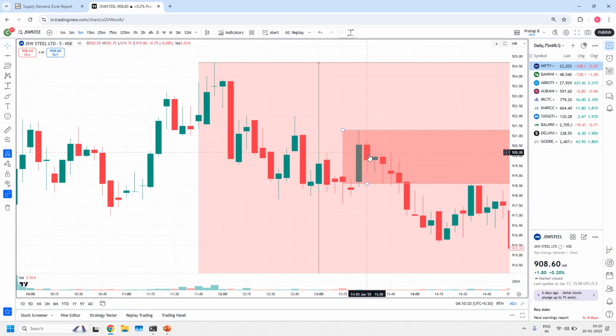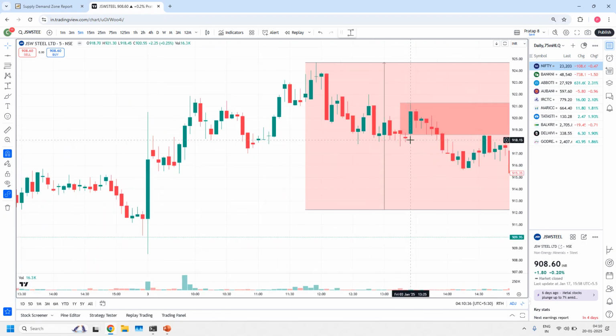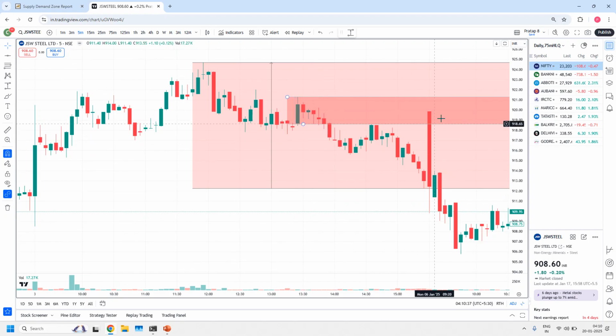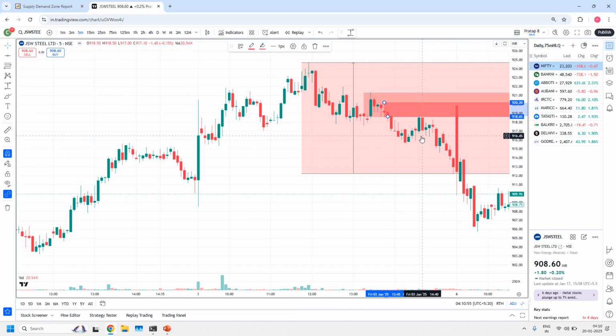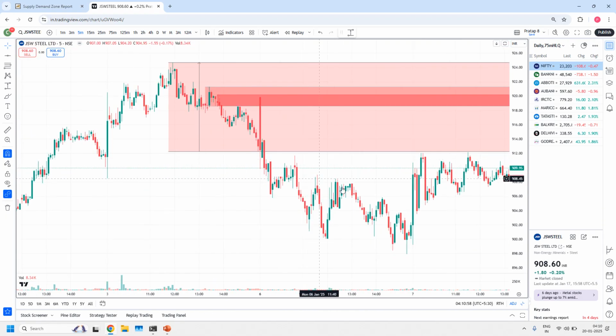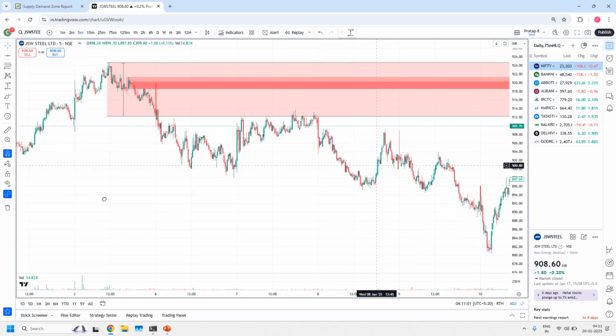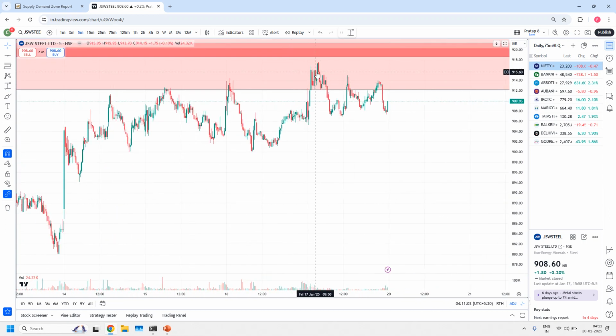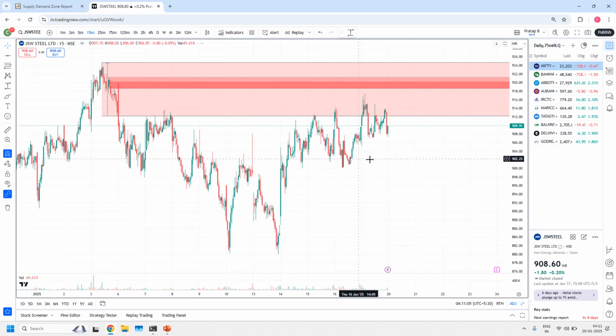We have a rally, or we have a drop candle. This is already tested zone. Even if you draw, it is a tested zone. So we can't plan a trade in this zone because it is already tested. But is there any new 15 minute zone created here? That we will see.